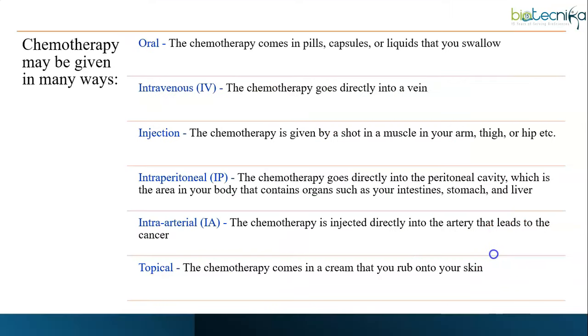So chemotherapy can be given in different ways. We can give it orally, directly into the veins, or given as shots in muscles in our arm, thighs or hips. Intraperitoneal, that is the area in our body containing organs, or it can also be rubbed onto the skin.